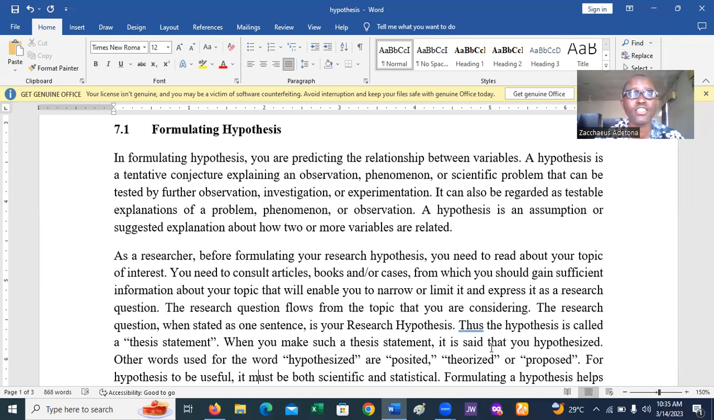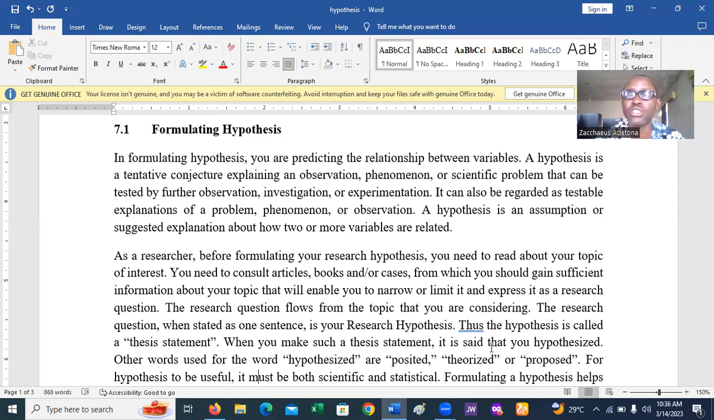So as a researcher, before you formulate your hypothesis, the first thing to do is to read thoroughly about your topic. Carry out a thorough literature review about your topic. And how do you do this? You consult articles, journals, books, cases, all related available information, particularly related to the field where you want to study. All right.